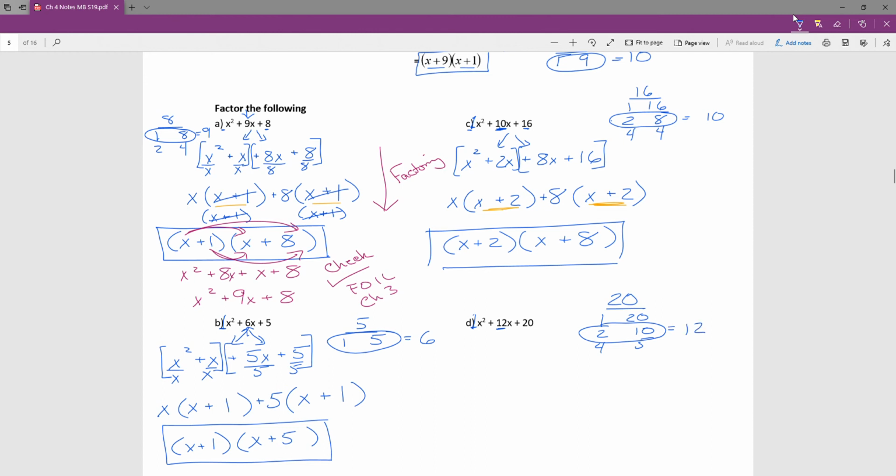So in this one, I'd have an x squared, a plus 2x, a plus 10x, and a plus 20 now. I'm going to factor by grouping. I see that I have an x common to the first two terms, and factoring that out, I'd be left with an x plus 2. The next two terms, I see that I've got a plus there, and it's a plus 10 as a common factor, and factoring that out would leave me with an x plus 2. So now I have x plus 2 and x plus 10.